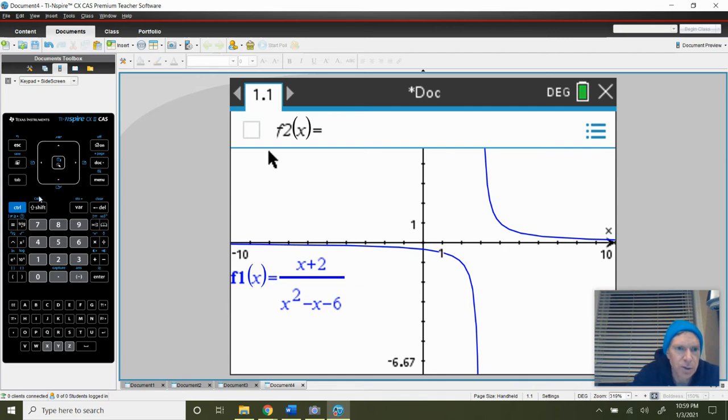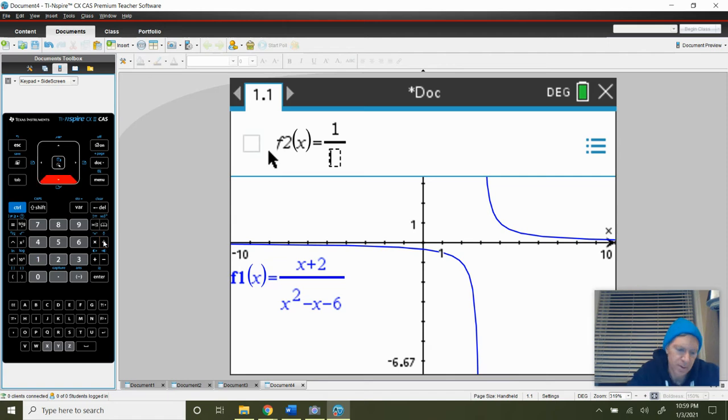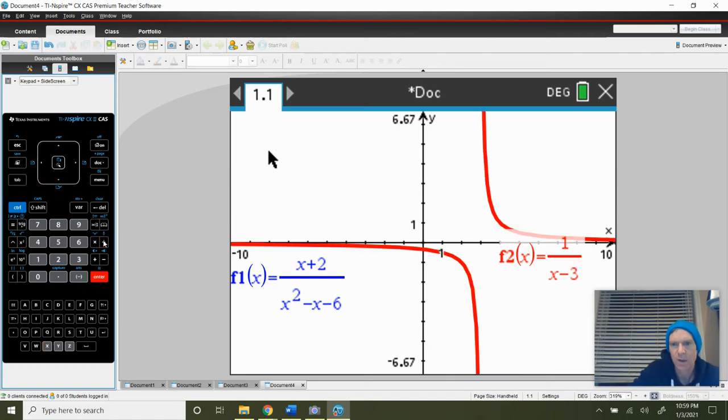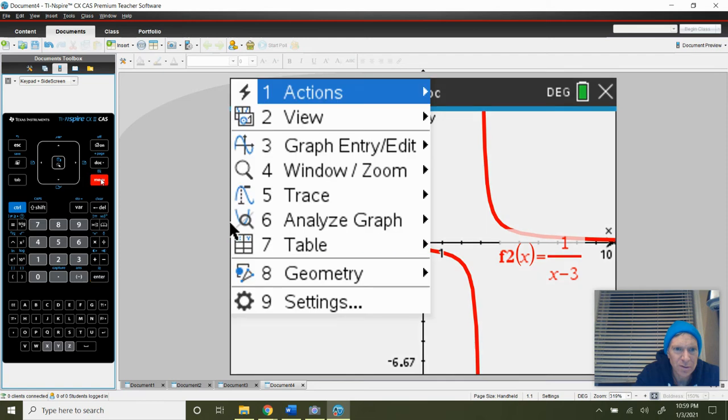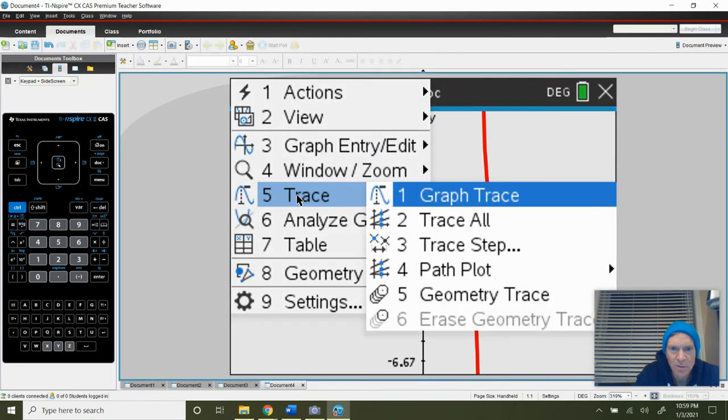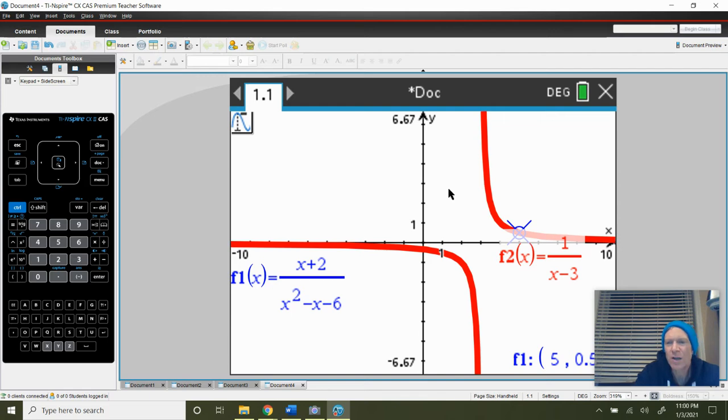So let's do a control divide, and we've got a 1 on the top and an x minus 3 on the bottom. And you can see that graph's now in red. Now, let's do our trace again. Menu 5, 1. Okay, let's look. Now watch what you can do here.